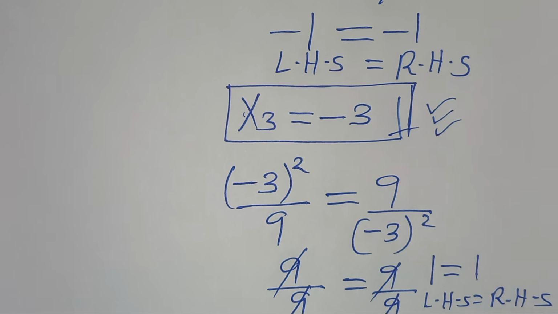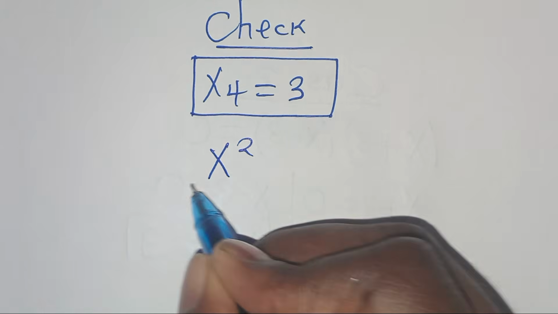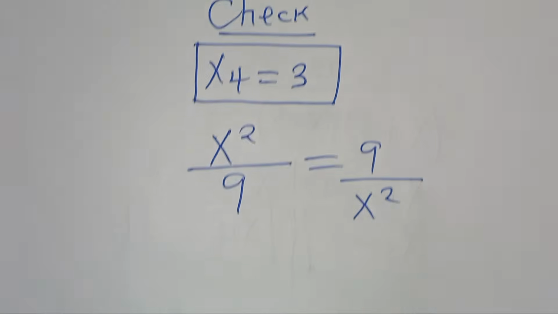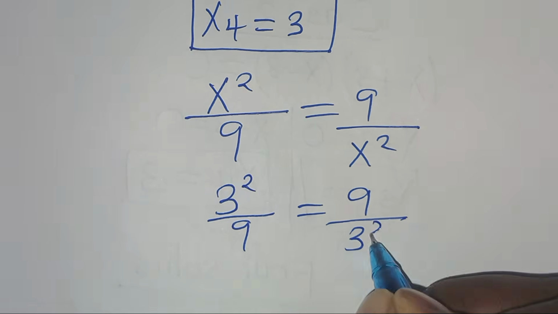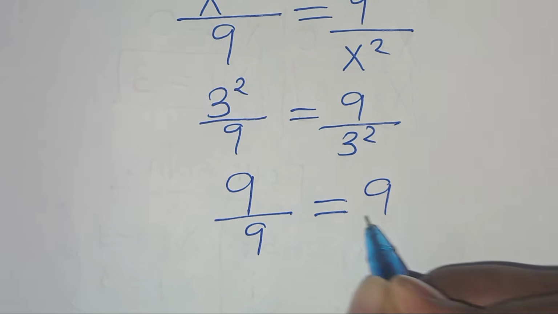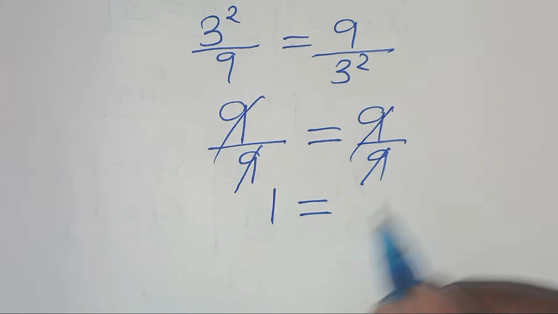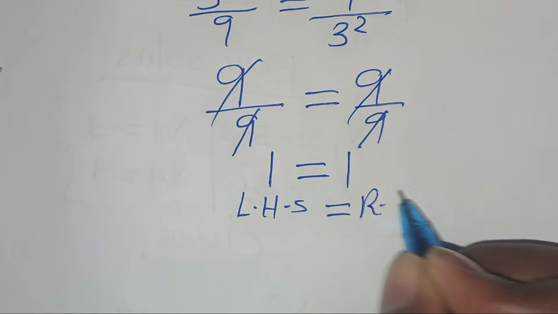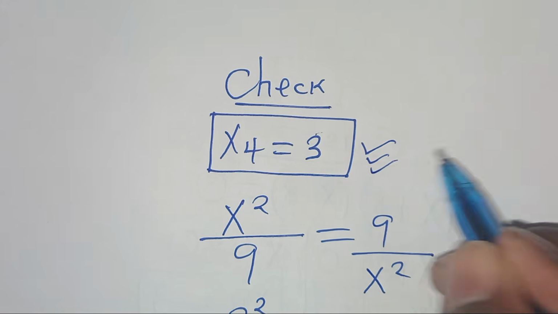Now let's check x4, which is 3. So we have x to the power of 2 divided by 9, equal to 9 over x to the power of 2. So this is 3 to the power of 2 divided by 9, equal to 9 over 3 to the power of 2. So this is 9 over 9, equal to 9 divided by 9. If you simplify here, 1 is equal to 1. So the left hand side is equal to the right hand side, and this confirms that x4, which is 3, also satisfies the equation.